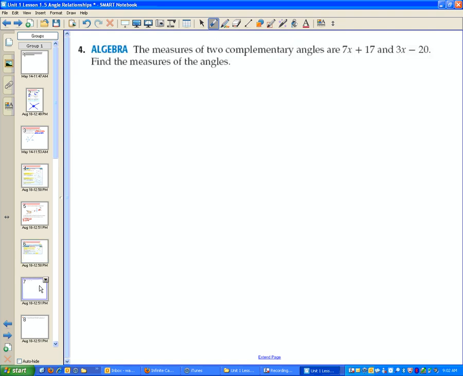Yeah. Number 4. The measures of two complementary angles are 7x plus 17 and 3x minus 20. Find the measures of the angles. If they are complementary angles, what will we get when we add their measures together? 90. That's one of our basic ways of coming up with equations, isn't it? Add things together because you know what the result is. So add 7x plus 17 plus 3x minus 20 because the result must be 90, because that's what complementary angles are. All right, work that out, see what x equals.